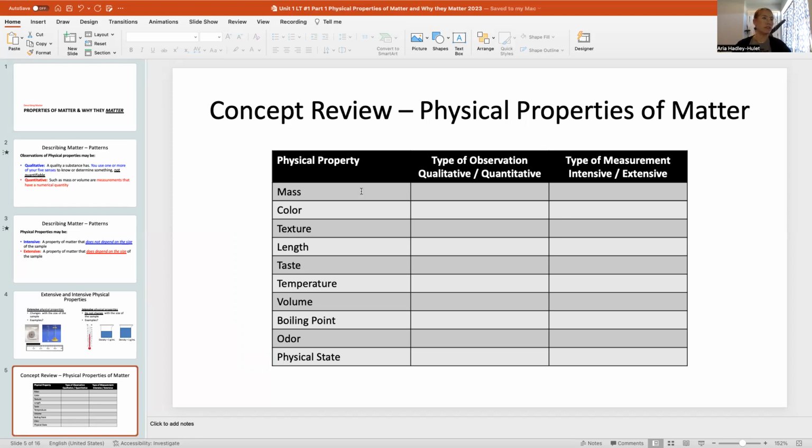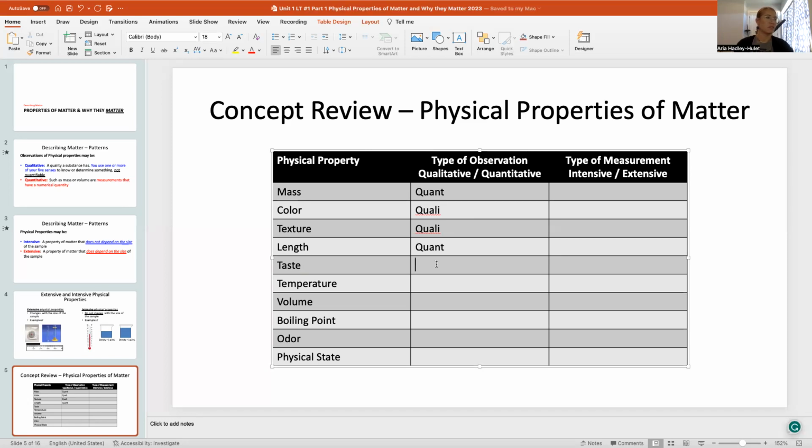Okay, mass, there's a number put with this, so that would be quantitative. Color, there's not a number, so that'd be qualitative. Texture, there's not a number, qualitative. Length, there is a number, quantitative.